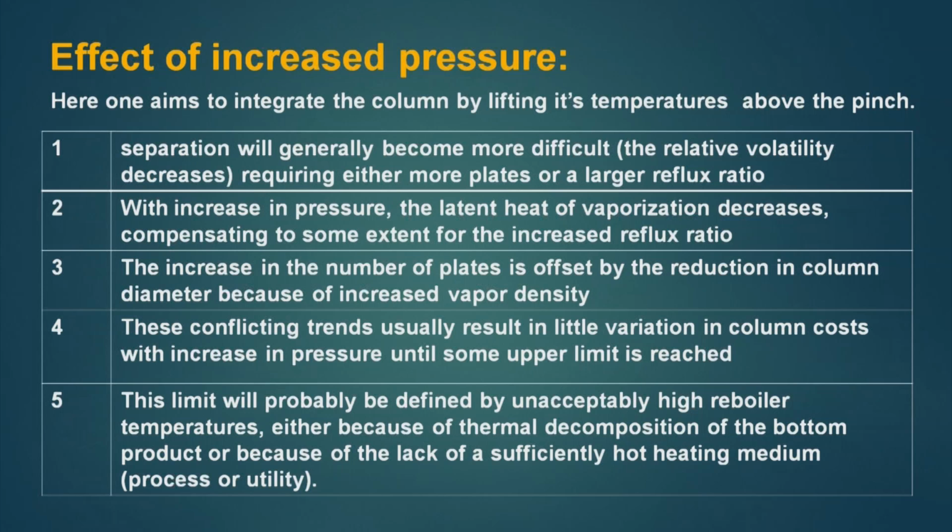This limit will probably be defined by an unacceptably high reboiler temperature, either because of thermal decomposition of the bottom product or because of the lack of the sufficiently hot heating medium required for it. That means, there are other constraints also. I cannot increase the distillation column's pressure more than a limit, because the thickness of the distillation column will decide the pressure. The second problem which will come is that it will have a higher reboiler temperature, and due to this thermal decomposition can take place in the reboiler.